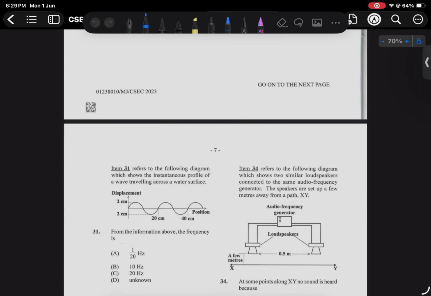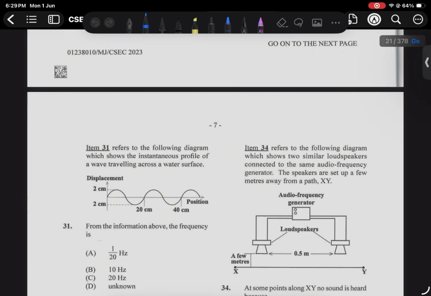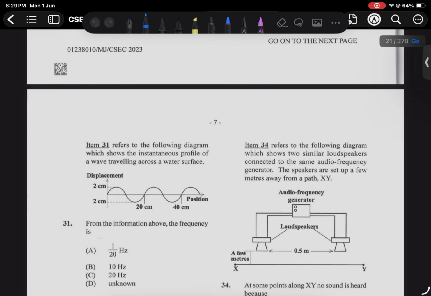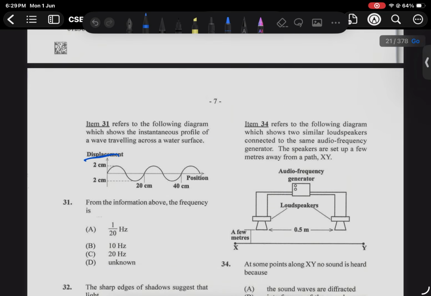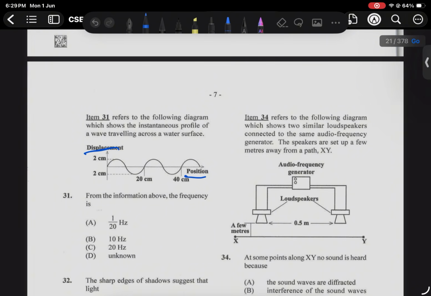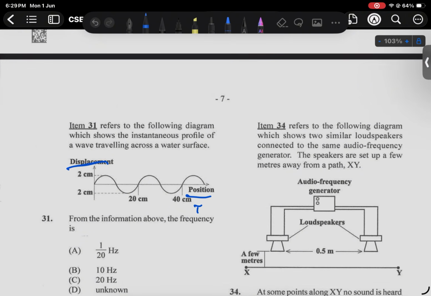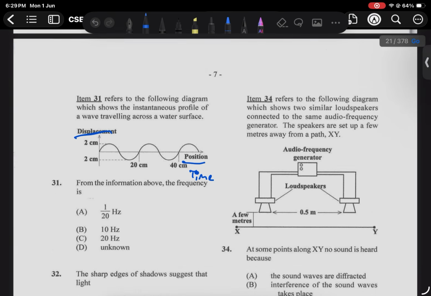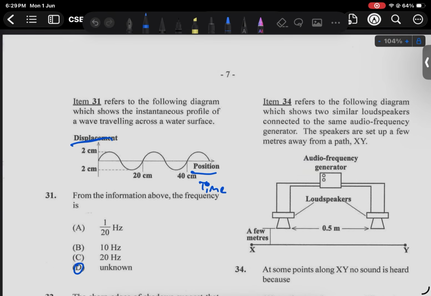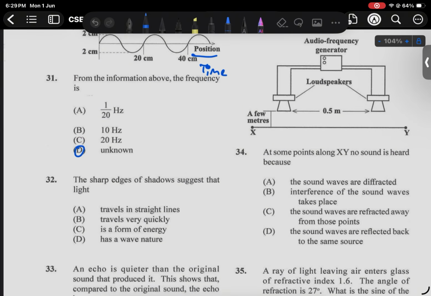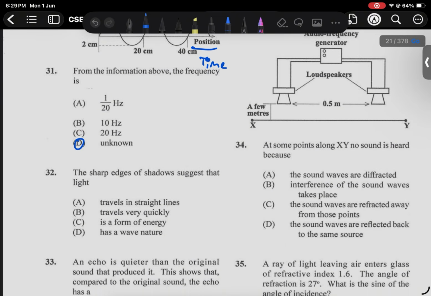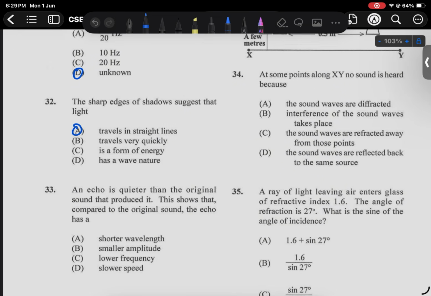Item 31 refers to the following diagram, which shows the instantaneous profile of a wave traveling across a water surface. So displacement and position. From the information above, the frequency, there's no time, so it wouldn't be able to depict any frequency here, so it's unknown. The sharp edges of a shadow suggest that light always travels in a straight line because it's the shortest path from one point to another.